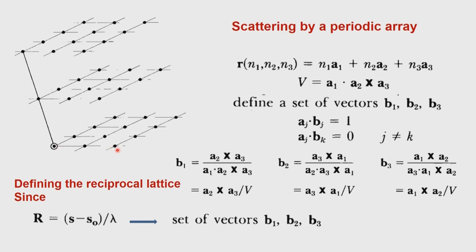So, if there are 3 vectors a1, a2, a3, the reciprocal vectors, that is 1 over a1, 1 over a2, 1 over a3, will be b1, b2, b3. And therefore, these b1, b2, b3 in principle should describe our vector r, which is s minus s naught by lambda. So, we therefore define what is known as a reciprocal lattice, which is built up of the 3 vectors b1, b2, b3. So, a1, a2, a3 are the real space vectors, b1, b2, b3 are the reciprocal space vectors.